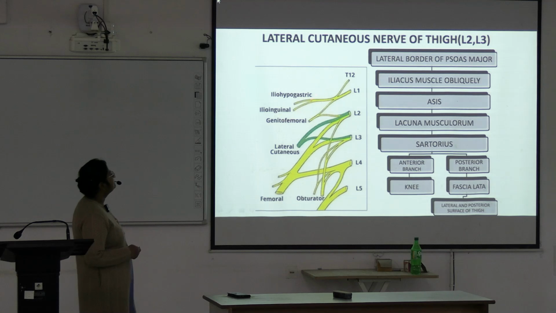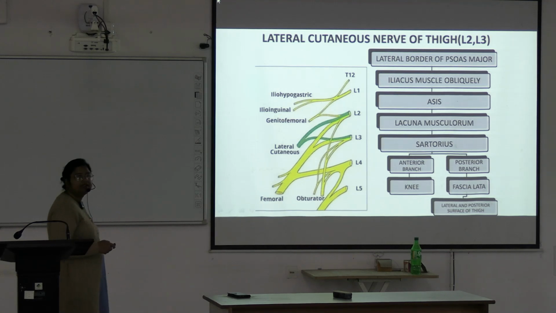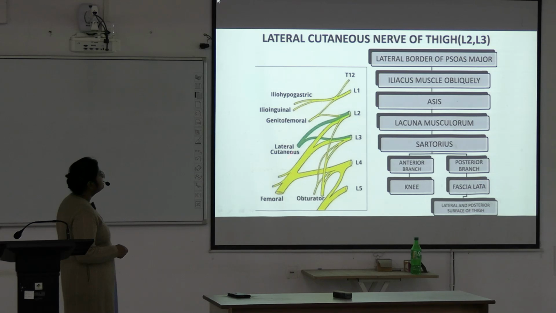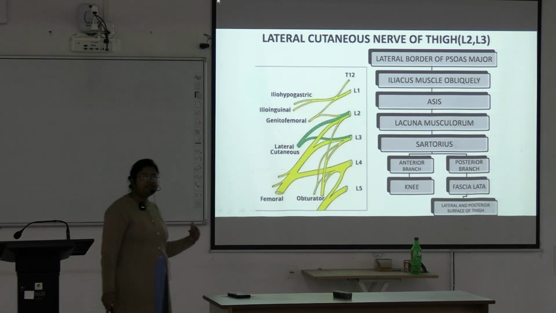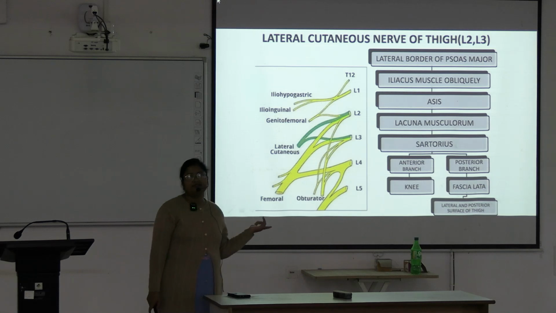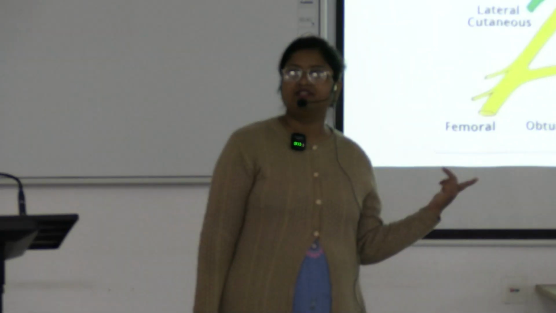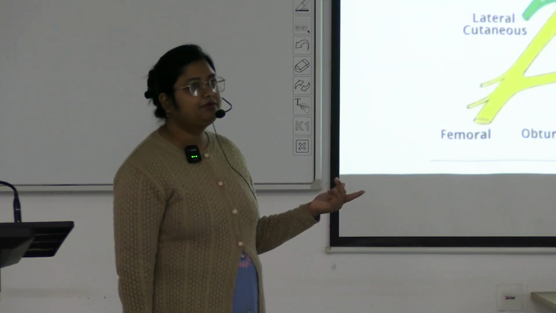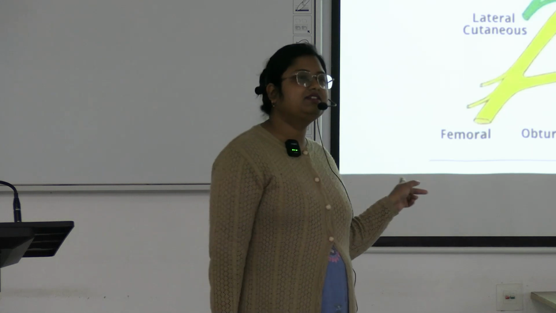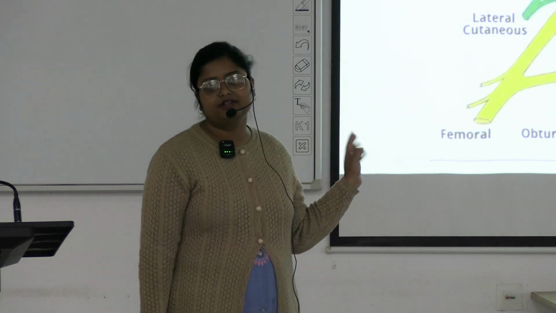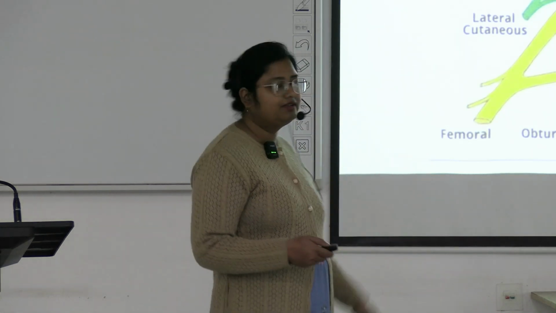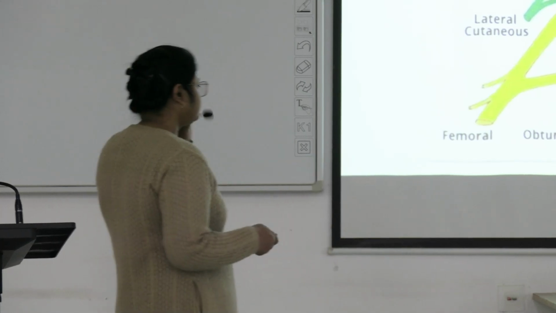We go to the lateral cutaneous nerve of the thigh. Root value is L2 and L3. So this green colored one is the lateral cutaneous nerve of the thigh. The medial and intermediate cutaneous nerves of the thigh are branches from the femoral nerve. You have seen the anterior division of the femoral nerve. Whereas this lateral cutaneous nerve of the thigh is a direct branch from the lumbar plexus. Okay. So root value is L2, L3.